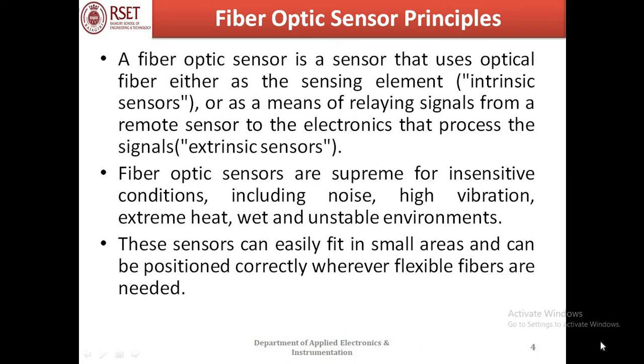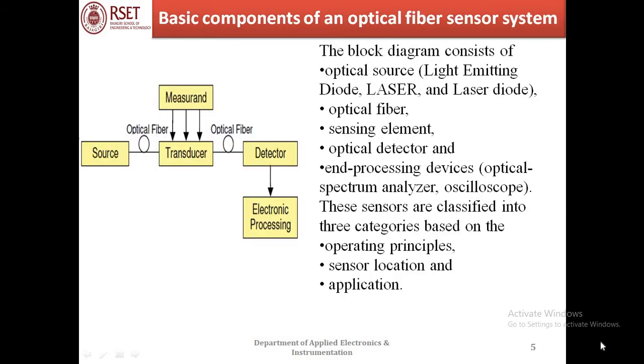Fiber optic sensors are supreme for insensitive conditions. They can easily fit in small areas and can be positioned correctly wherever flexible fibers are needed. The basic components of an optical fiber sensor system are shown below. The components include an optical source, a measurand, a transducer, a detector, and the electronic processing unit.